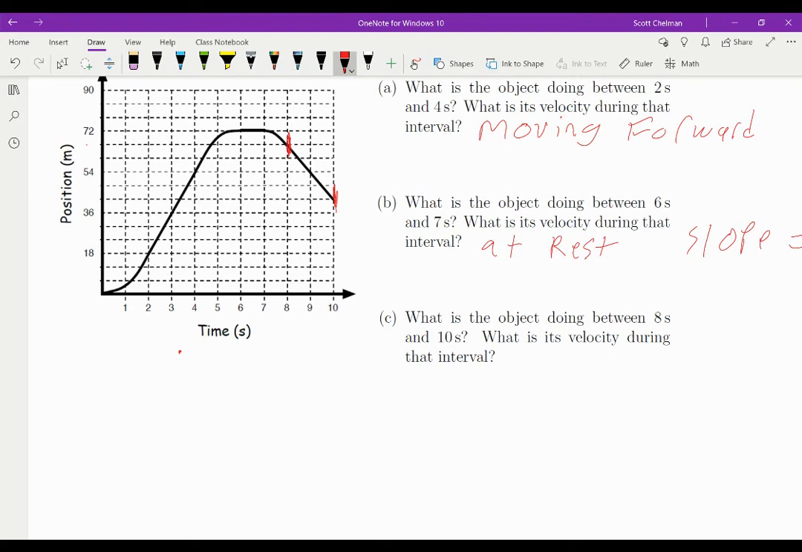Don't forget the reality. Going back, right? So she went to the office, does what she does, and then she's coming back to this spot. That's why the slope is going down instead of going up. Okay? So we say moving backwards.